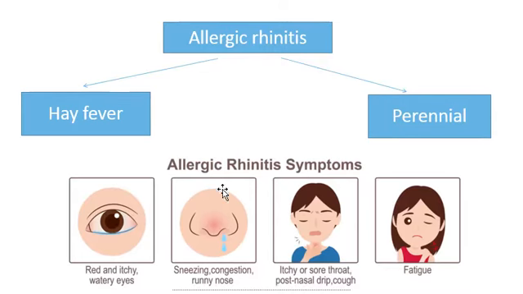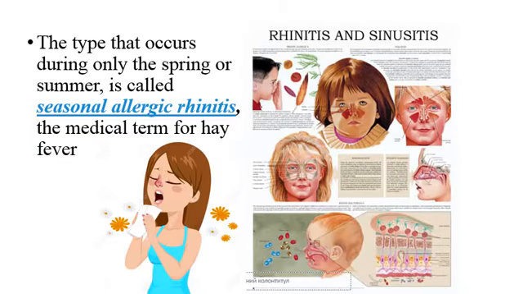These are the typical allergic rhinitis symptoms. We see red, itchy, watery eyes, sneezing, congestion, runny nose, itchy ears, sore throat, postnasal drip, cough and fatigue. The type that occurs only during spring or summer we call seasonal allergic rhinitis, the medical term for hay fever.